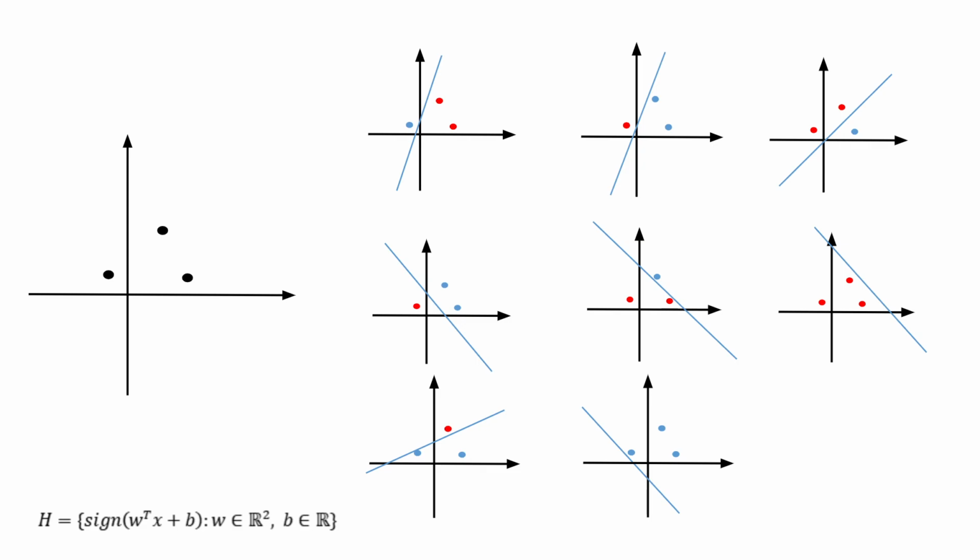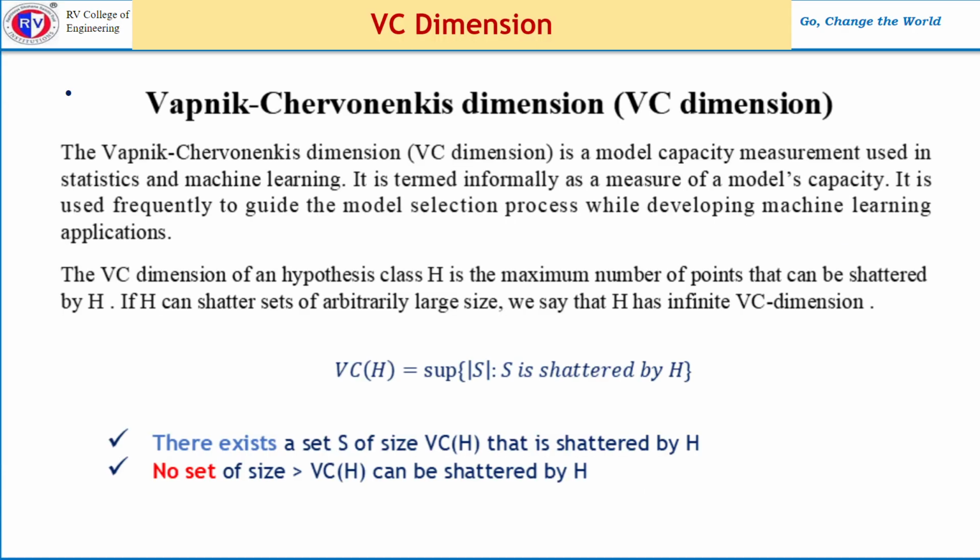So we know what shattering is now. So now we can come to the main definition of VC dimension, which is: the VC dimension of the hypothesis class H is the maximum number of points that can be shattered by H. If H can shatter sets of arbitrarily large size, we can say that H has infinite VC dimension.